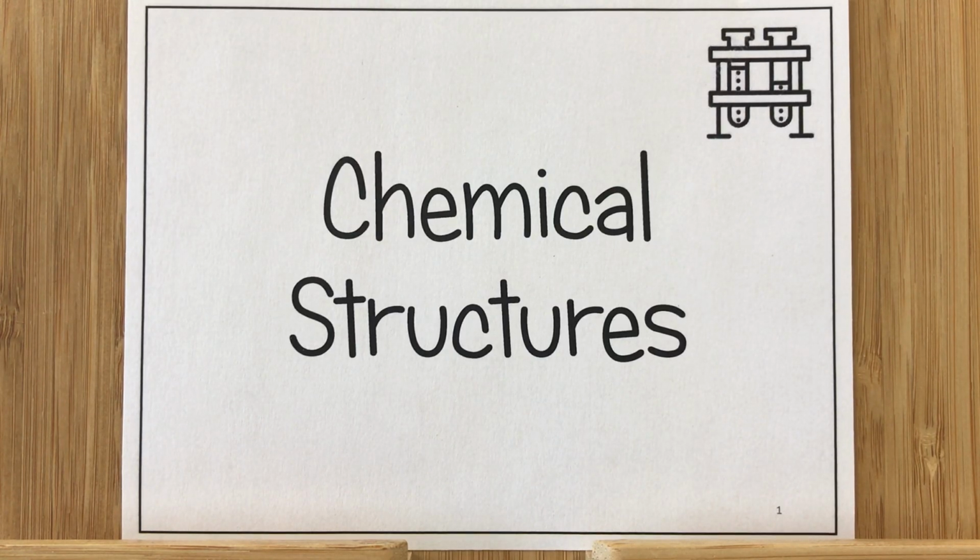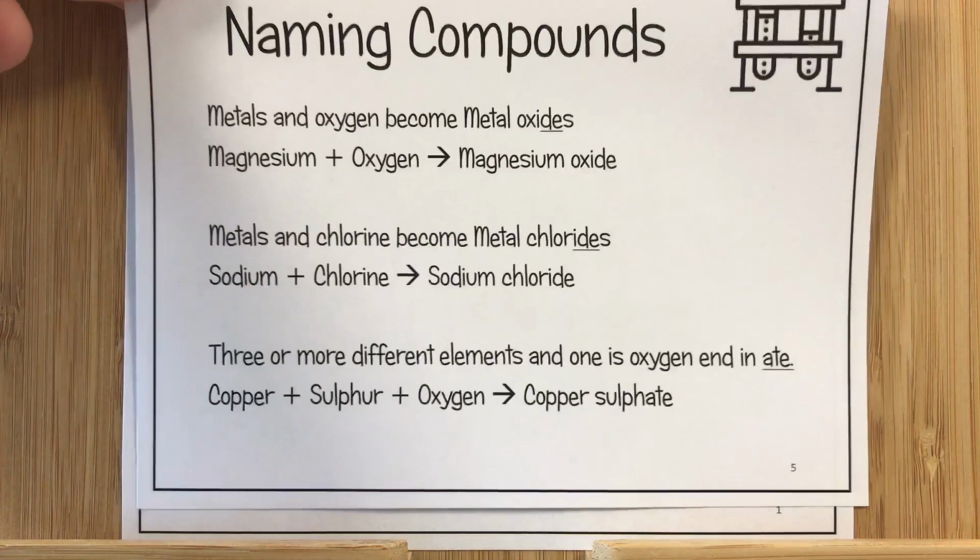This is a Key Stage 3 chemical structures video looking at how we name compounds, how chemical reactions work, and how we can balance equations. So let's first of all look at naming compounds.